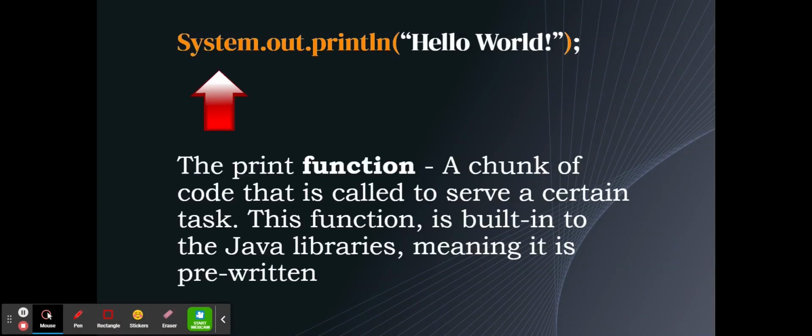So this is the print function, what's highlighted in orange and has the parentheses around what we'll talk about in a sec. So a function is a chunk of code that is called to serve a certain task. This function is built into the Java libraries, this one in particular. So it is pre-written. This means that it has already been defined somewhere. Okay, you're not going to define what system.out.println does. It is already known. All right.